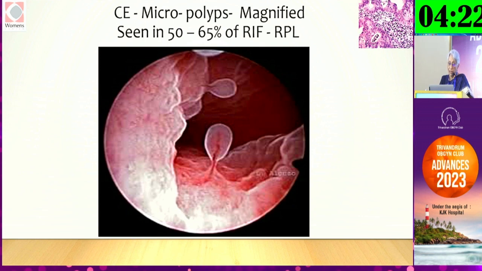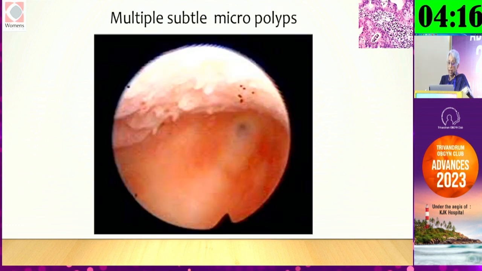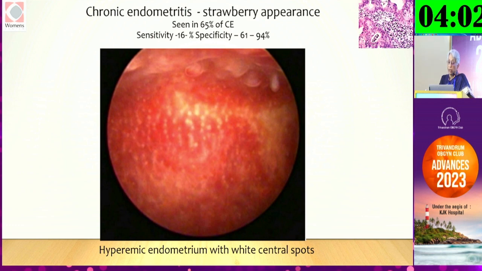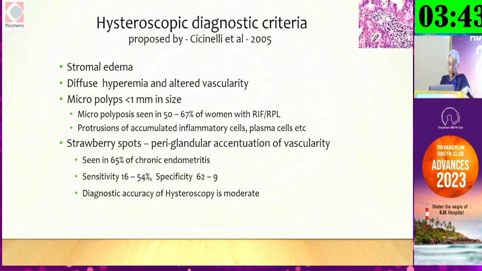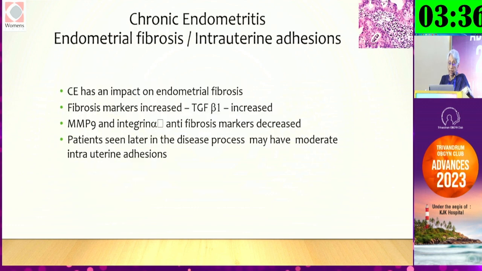This is enlarged in a picture, magnified in a picture, but they can be found in up to 60 or 70% of cases of this. And another picture which is possible is something like this, where there are multiple very subtle micropolyps all over the endometritis endometrium. And what is called a strawberry appearance. This is the increased vascularity around the gland openings, which looks like a strawberry, it gives rise to a strawberry appearance. So hyperemic endometrium with central spots, increased vascular spots, and all of these together are not uncommon if you have to look for it, but then you have to look for it. So again, these are the key things which are present in a large percentage of women.